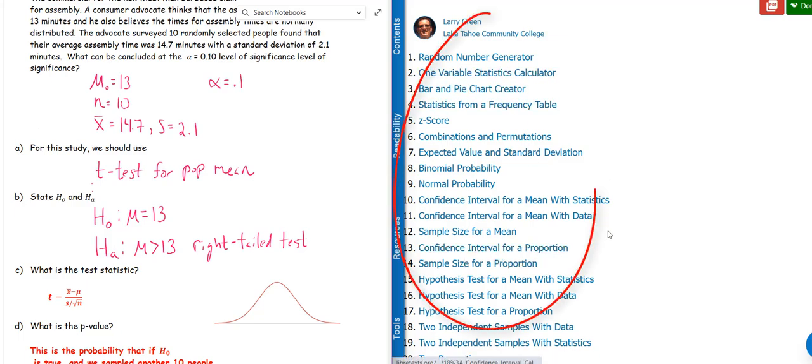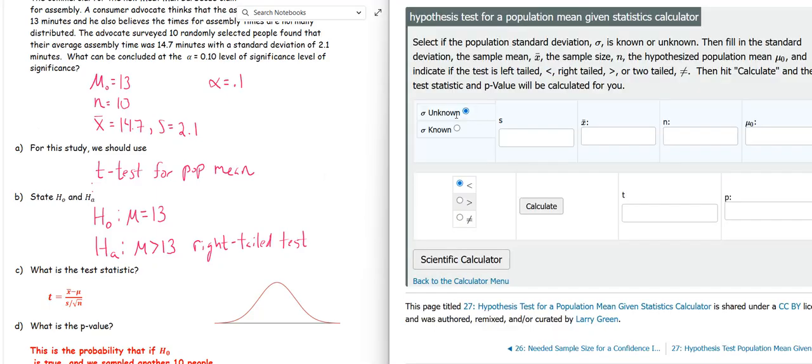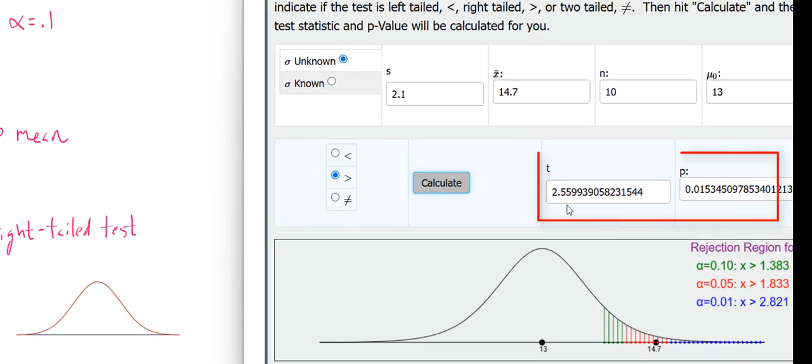So I'm going to come over here to the list of calculators from LibreText and select hypothesis test for mean with statistics. The population standard deviation is unknown, so make sure that's clicked. And then just fill in the boxes. S is 2.1. The sample mean was 14.7. N is 10. And the mean in the hypothesis is 13 minutes. And since it's a right-tailed test, click right and calculate. And there we get both the test statistic and the p-value.